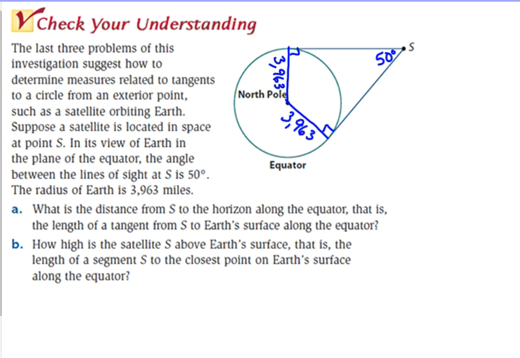It says, what is the distance from S to the horizon along the equator? That is the length of a tangent from S to Earth's surface along the equator. So we are looking for this measurement right here. Now, can we really do anything with it the way that it is? No. Pretty much all that we know is that the other side has the same length, but we still don't know what it is. Is there something else that we can put in here to help us out a little bit? A line in the middle. Okay, how does that help us out?